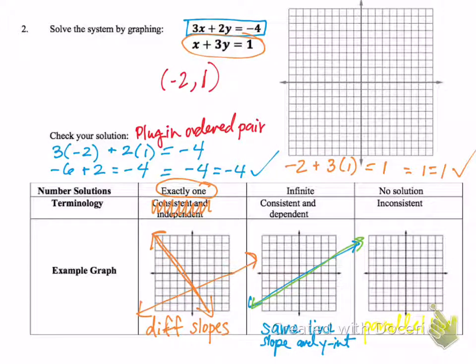So what makes something a parallel line? They have to have the same slope. So that means they have the same slope, but they'll have a different y-intercept. So that means that they will never, ever touch.